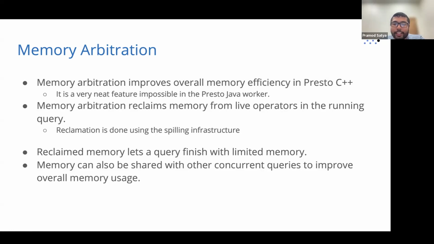So let's say a query tries to allocate more memory than its current capacity. The memory arbitration will increase the query's capacity. This is done by either reclaiming the used memory from other queries which have larger capacities, or by pausing live operators using techniques like spill to disk.